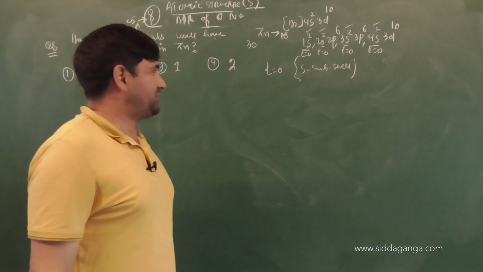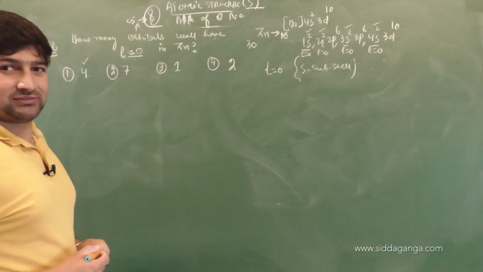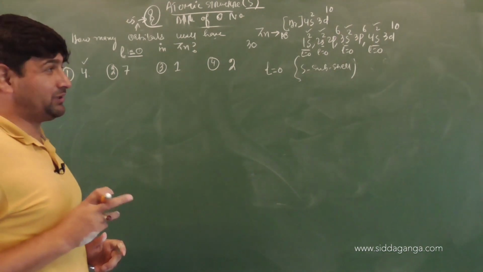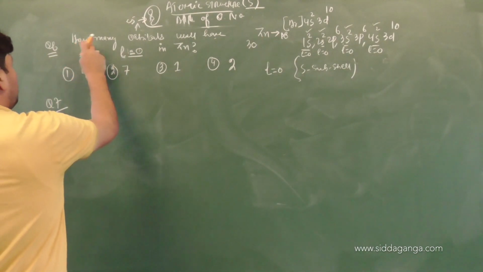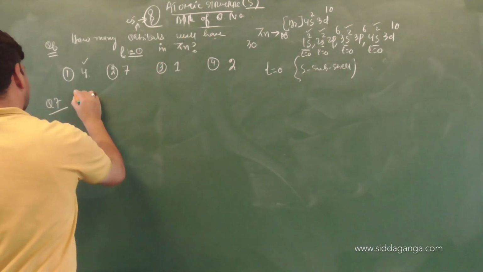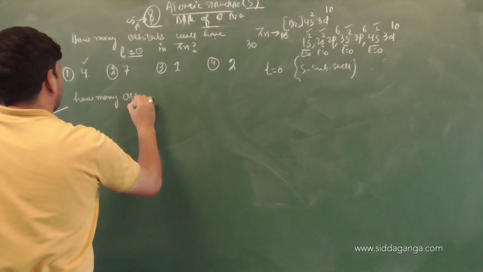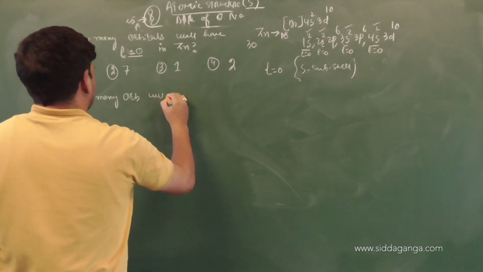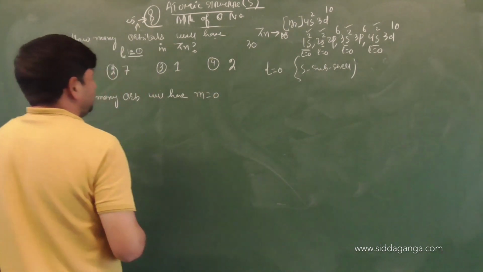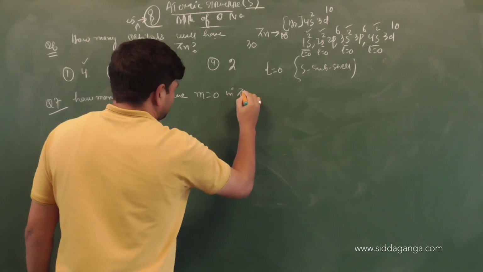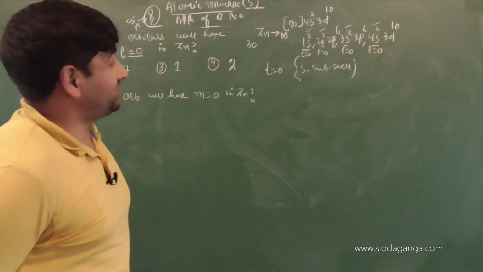Let me complicate it a bit, children. Same question, but I'll make it a bit complicated. You are getting the point? Question number 7, I am discussing how many orbitals will have m value equal to 0 in zinc. M value equal to 0 in zinc.